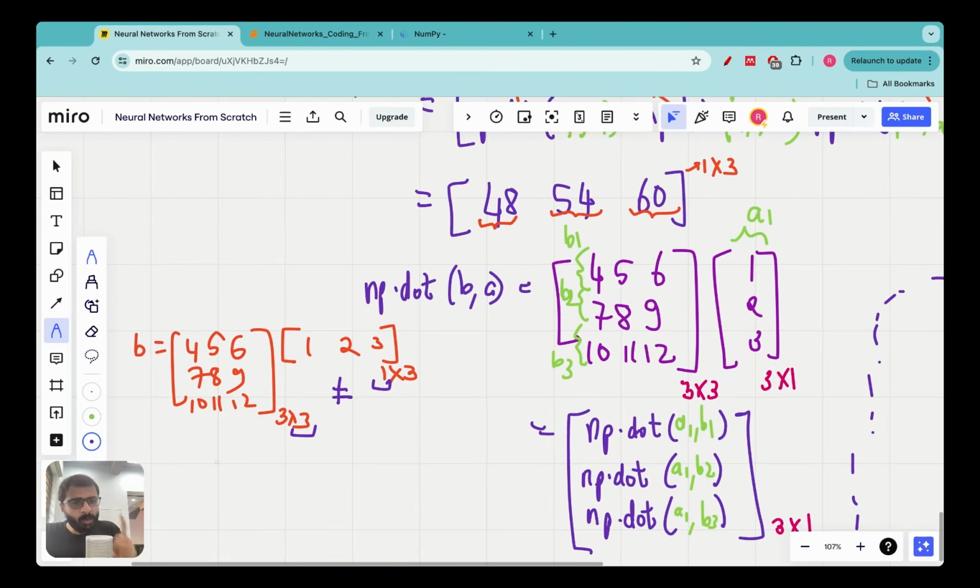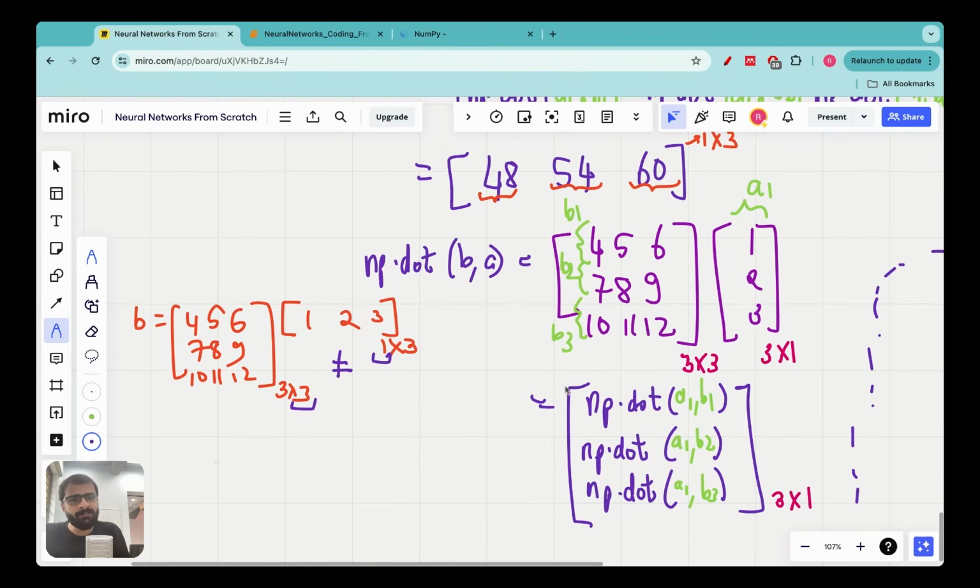Again, remember that the rule carries. The rows of the first matrix will be multiplied with the columns of the second matrix. So then if the rows are called B1, B2, and B3, and if this is called A1, now we take the dot product between B1 and A1.